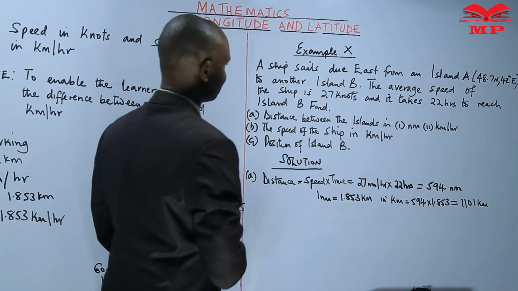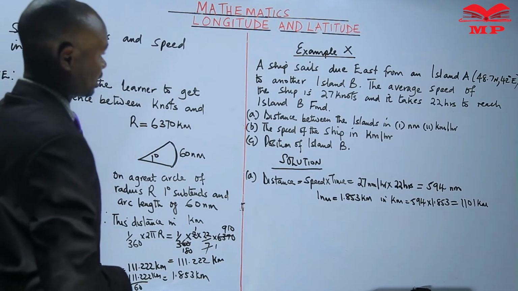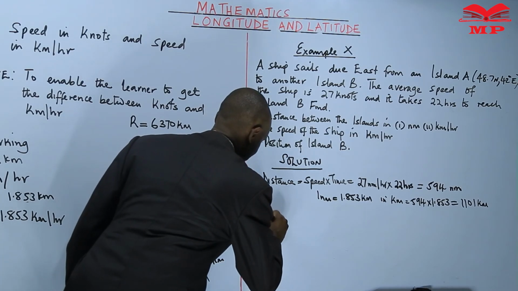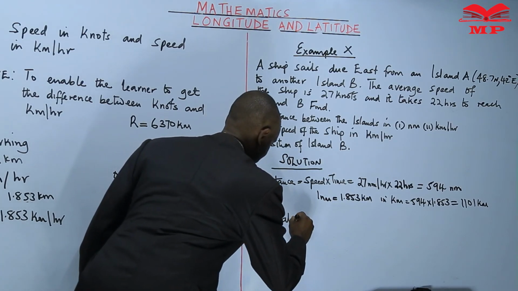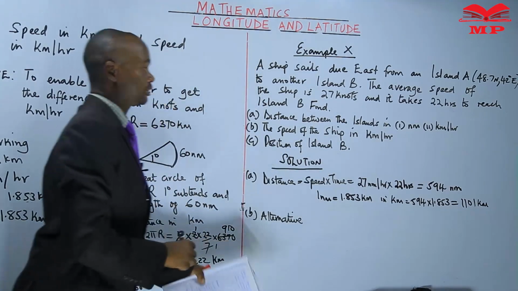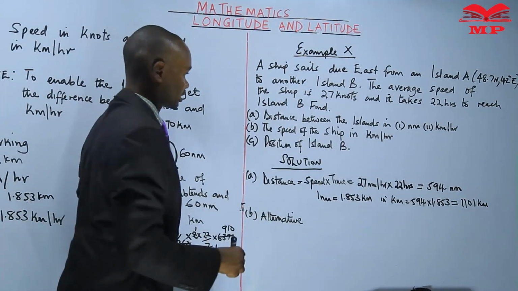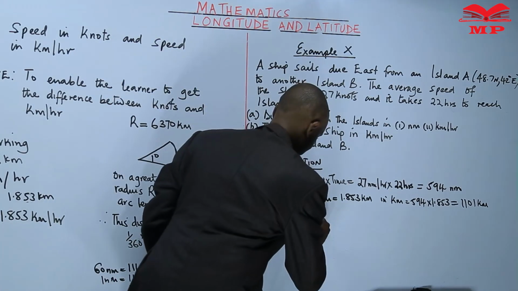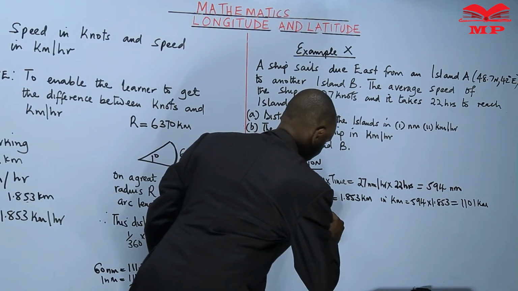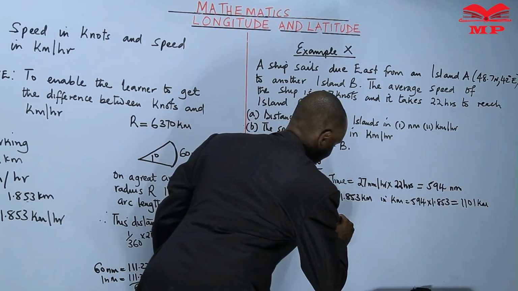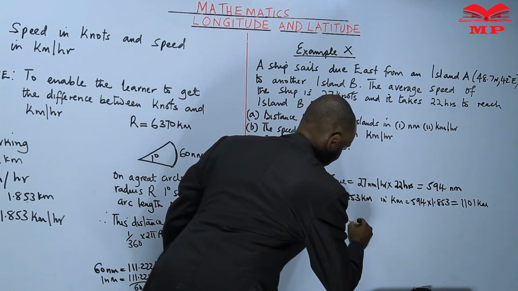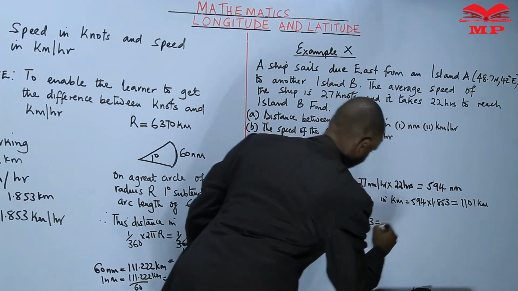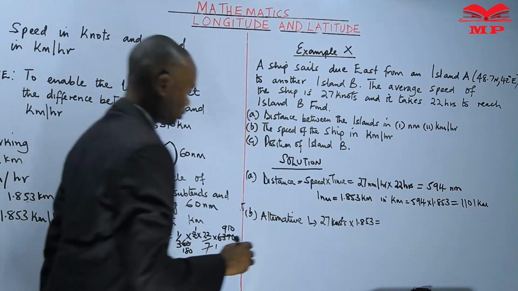So you'll come to B, speed in kilometers per hour. There are two alternatives. Alternative 1, you just convert the knots to kilometers per hour. So you take 27 knots times 1.853, and it comes to 50.03.